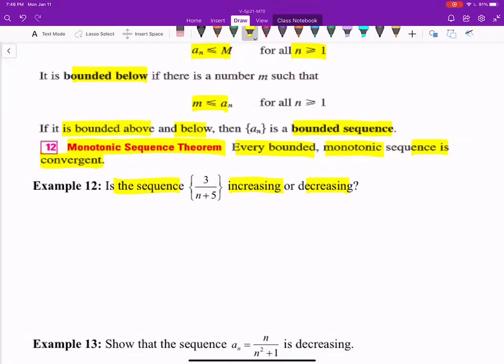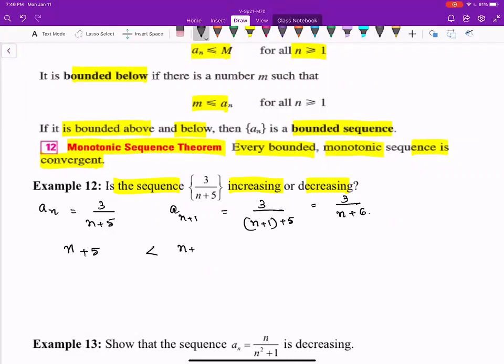So let's find out. What we have inside the curly bracket is the nth term, right? Without the curly bracket, this is the nth term of the sequence. Then what is a sub n plus 1? Change the n to n plus 1. So it's 3 over (n plus 1) plus 5, which is 3 over n plus 6, right? So we know that n plus 5, the denominator of a_n, is smaller than the denominator of a_(n+1), because n plus 5 is smaller than n plus 6.